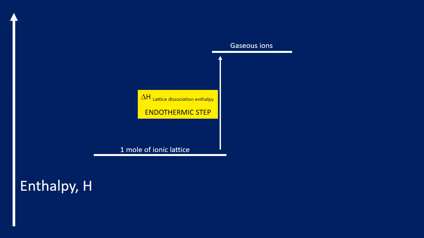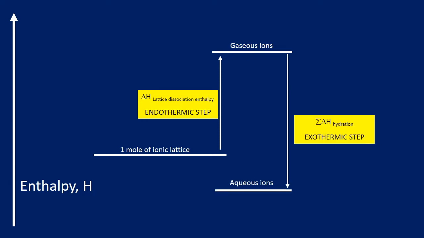And then we hydrate those gaseous ions into aqueous ions. And quite often we need to do it to more than one ion. We need to do it to both ions. So it's the sum of the hydration: the hydration of the positive ion and the hydration of the negative ion.